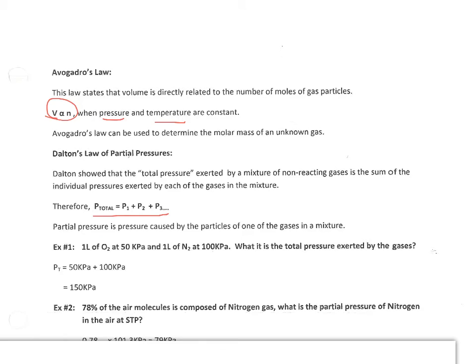So example number 1 here: 1 liter of oxygen gas at 50 kilopascals and 1 liter of nitrogen gas at 100 kilopascals. What is the total pressure exerted by our gases? For this case, we can look at the oxygen as our P1 and the nitrogen as our P2. So P total equals P1 plus P2, which is 50 plus 100. Therefore, the total pressure exerted on this system is 150 kilopascals. I can also ask you this question in a slightly modified version. So example 2 here.